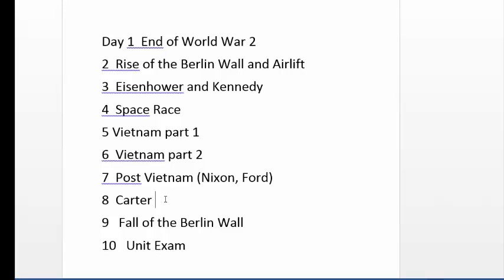Carter. See, just looking at this, Carter, and then I'd put in Reagan. And I'll also want to look at Gorbachev and his relationship. So that's whichever you want to do with that. So there's a nice 10-day unit plan on the Cold War. And you can do this with any of your lesson plans. You just got to sit down and think.